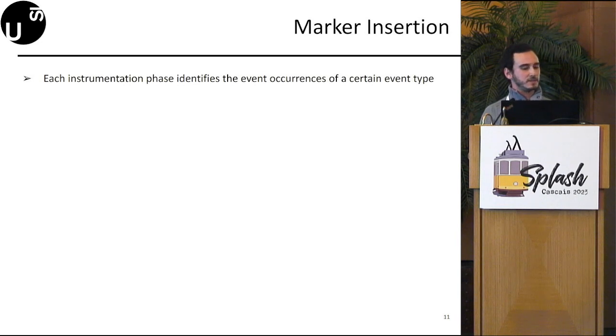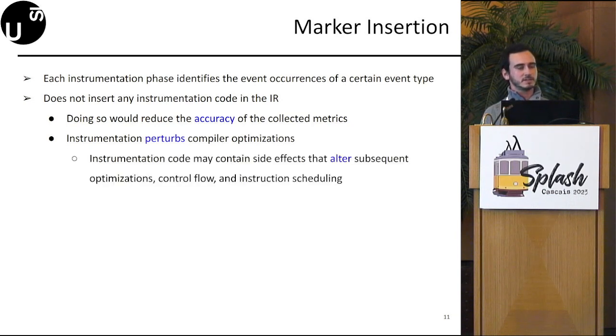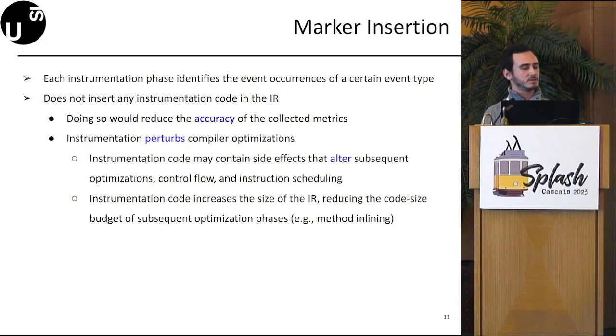Each instrumentation phase identifies the event occurrences of a certain event type. However, it does not insert any instrumentation code in the IR. Doing so would reduce the accuracy of the collected metrics. This is because instrumentation perturbs compiler optimizations. For example, instrumentation code may contain side effects that alter subsequent optimizations, control flow, and instruction scheduling. Moreover, instrumentation code may increase the size of the IR, reducing the code size budget of subsequent optimization phases. There may be, for example, method inlining.